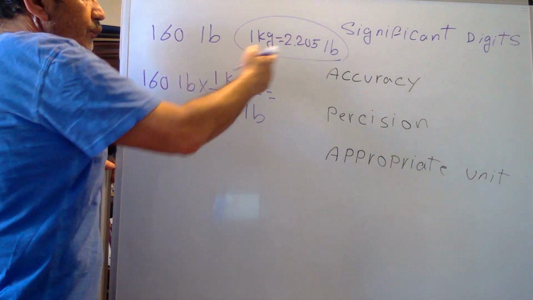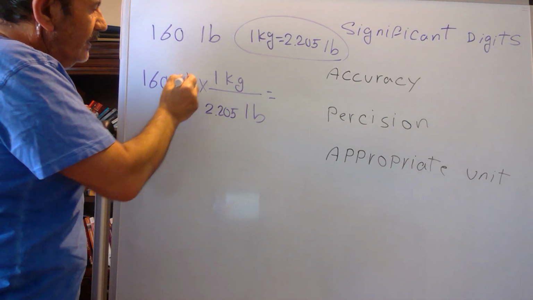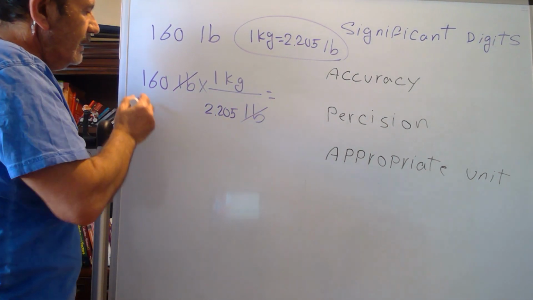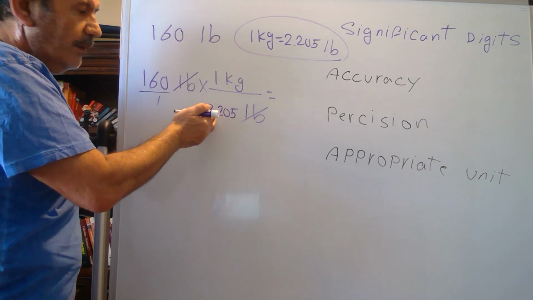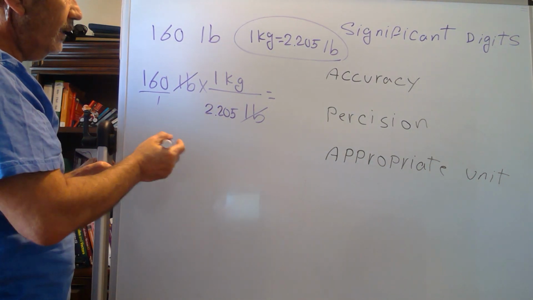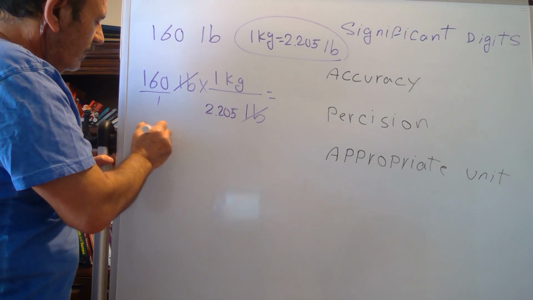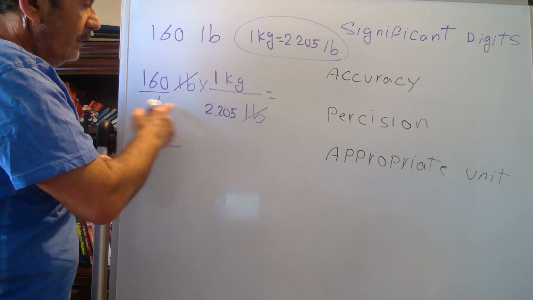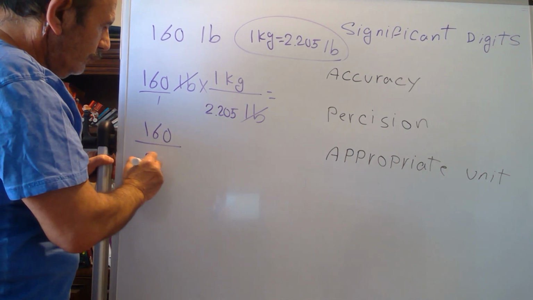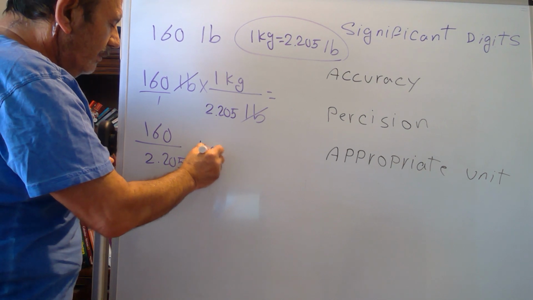Now, because I'm looking for kilogram, this is the unit I'm looking for. This pound and this pound cancel each other. Multiply all the numbers at the top, and multiply all the numbers at the bottom. So 160 times 1 is 160, divided by 1 times 2.205, and the unit is going to be kilograms.